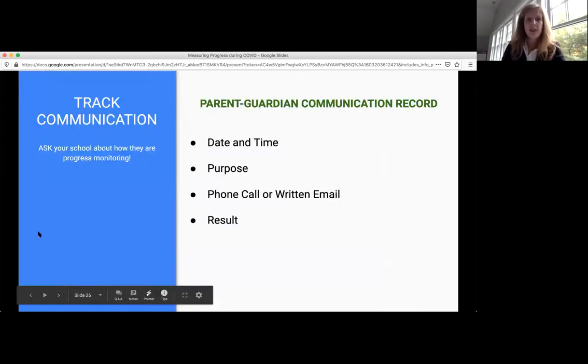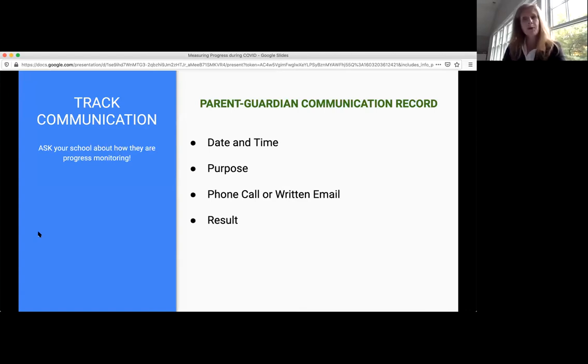I would be remiss to be talking about documentation if I did not also put a quick plug in for the importance of also documenting the types of communication that you're having with your school. This is really, really important because, again, if you don't write it down, it really didn't happen. So if you are having a communication with your school, please get out your journal or your laptop or however you're keeping track of information and write down the date and the time, the purpose of that communication. Was it a phone call? Was it a written email? And then put a little blurb in about what the result was. What was the outcome of that correspondence? What was accomplished? That's incredibly important.